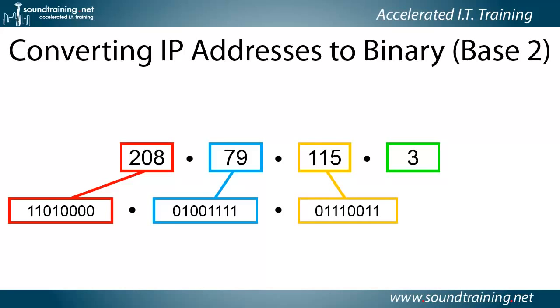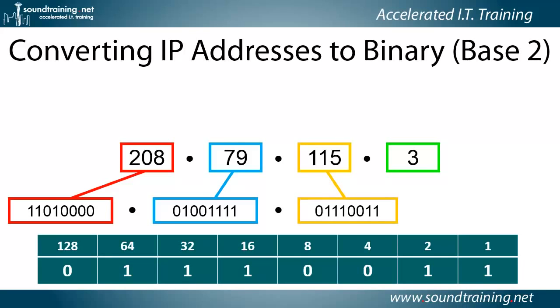Now let's take a look at 115. In this case, the 64-bit is turned on, the 32-bit is turned on, the 16-bit is turned on, the 2-bit is turned on, and the 1-bit is turned on. 1 plus 2 equals 3, plus 16 equals 19, plus 32 equals 51, plus 64 equals 115. And yes, by the way, we usually do add them up from the right to the left.